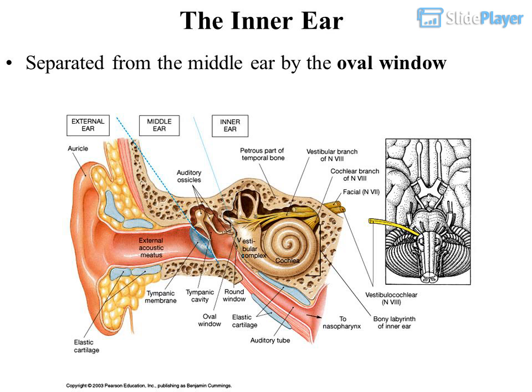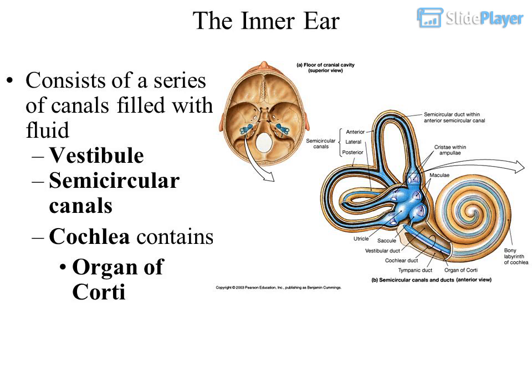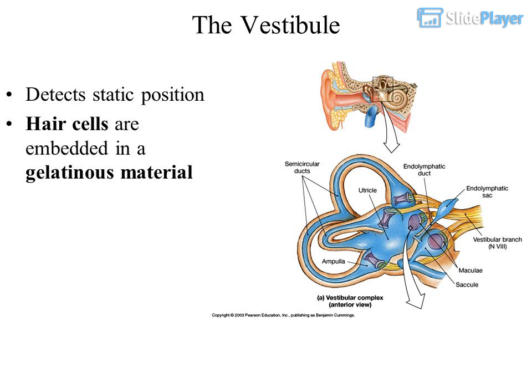The inner ear, separated from the middle ear by the oval window, consists of a series of canals filled with fluid. Vestibule. Semicircular canals. Cochlea contains the organ of Corti. The vestibule detects static position.